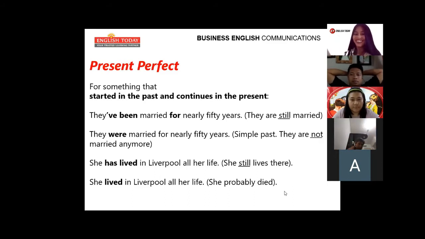But the next sentence, okay, Alfie. She lived in Liverpool all her life. It means she probably died, because it's in the past. When she was alive, she lived there. Now, well, not anymore. Maybe she moved. Maybe she died. I don't know. She's not there anymore. Probably died, probably moved out. I have no idea. So one still continues, and the other is not anymore.